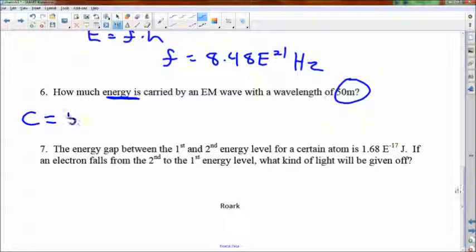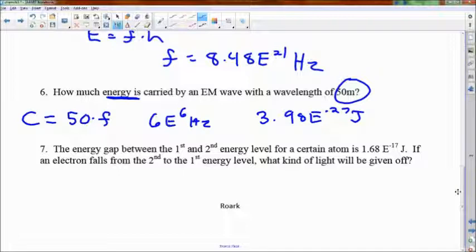So speed of light has to be equal 50 times the frequency. So we'll just take the speed of light divided by 50, and we get 6 e to the 6th hertz. We can then put that into the equation by multiplying by Planck's constant. We get 3.98 e to the negative 27 joules.